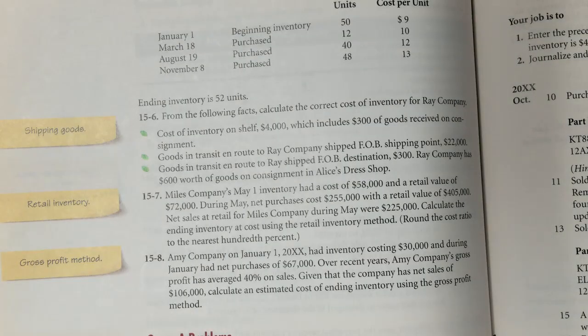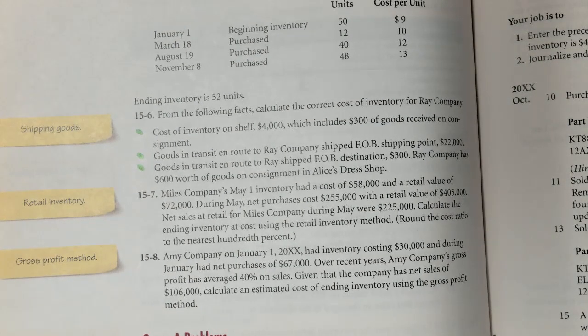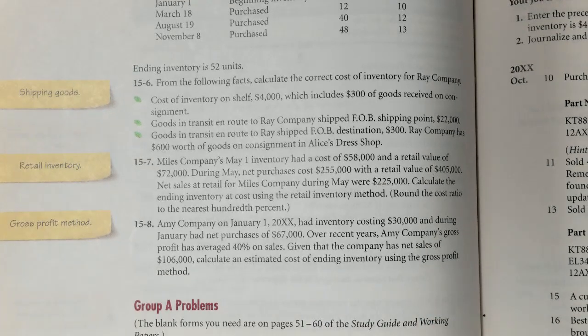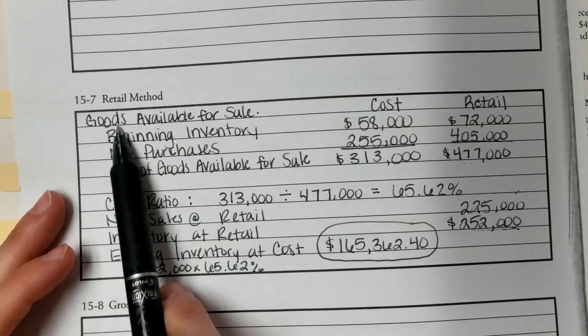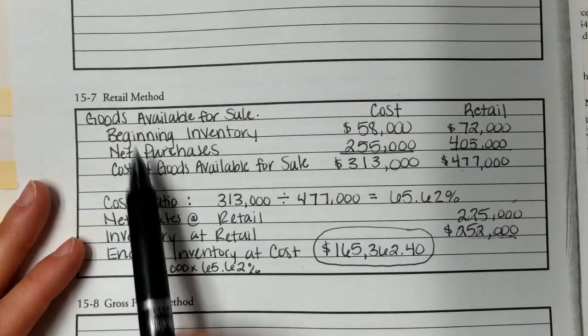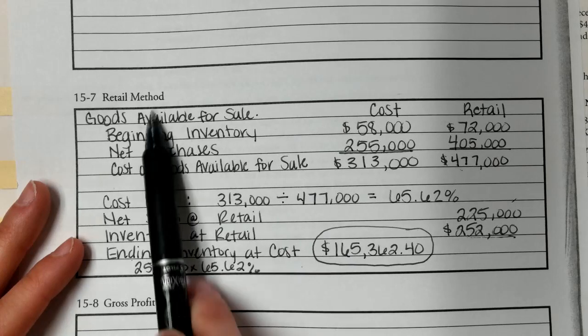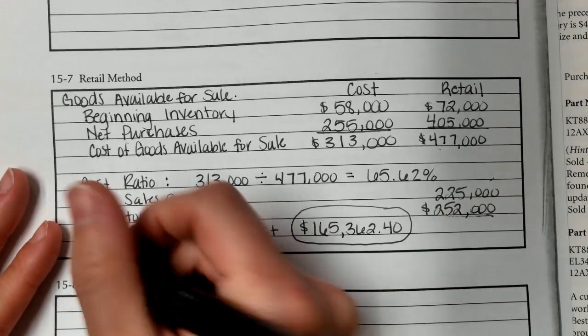Same page, and just take a moment to read through that problem. 15.8. Okay, so for both of these methods, we want to start the same way. We need to find that total cost of goods available. So you can start by rewriting these same 4 headlines.